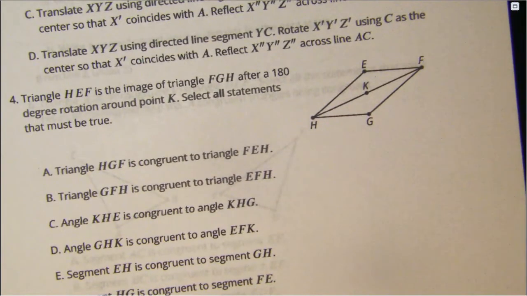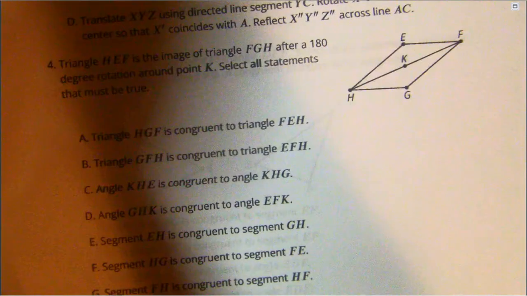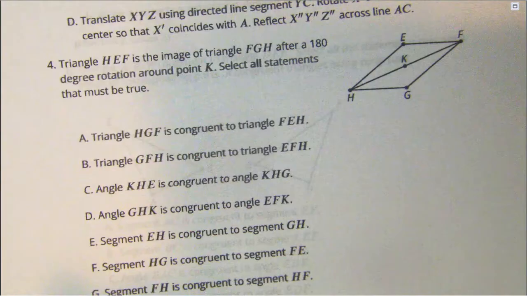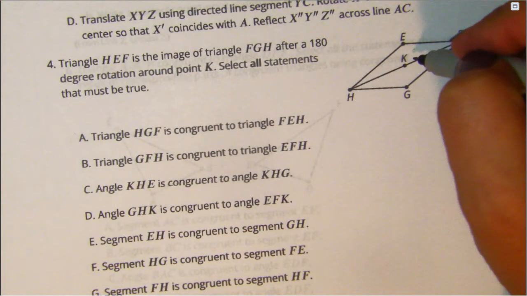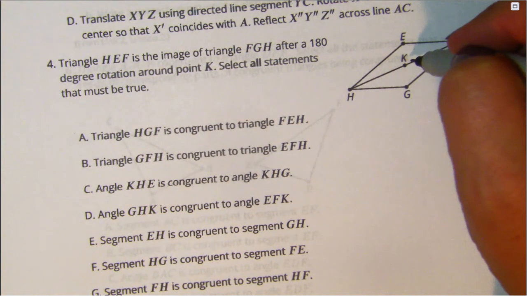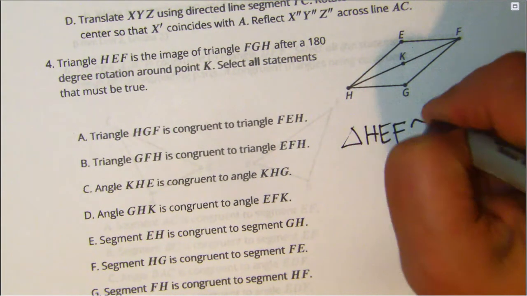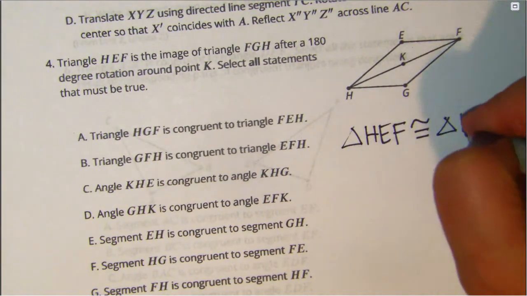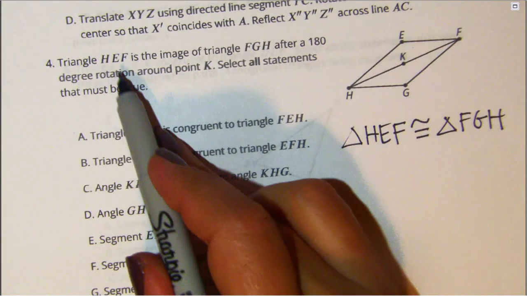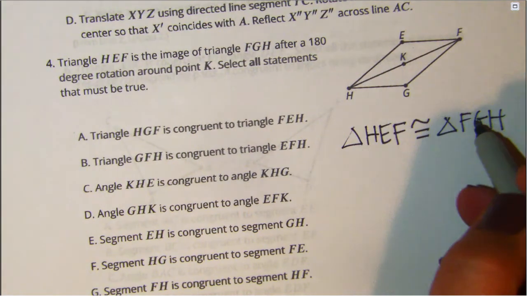All right, number 4. Triangle HEF is the image of triangle FGH after a 180-degree rotation around point K. Select all that must be true. So again, because HEF is the image of this one after rotation, it means they're congruent. So I'm going to write this out for myself because sometimes just looking at the letters is helpful. HEF is congruent to FGH. How did I know? That's the way they said it. They're telling me which point corresponds to which point.